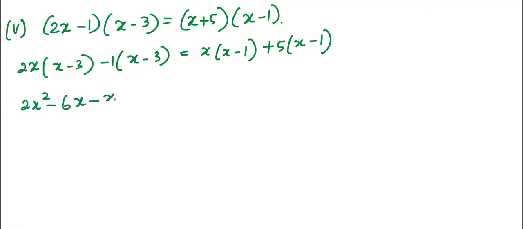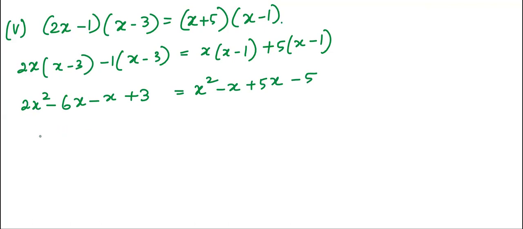Then again minus x. Then plus 3. Okay. Do the same thing here also. X into x will become x square. X into minus 1 will become minus x. 5 into x, so it will become plus 5x. 5 into negative 1 will become negative 5.